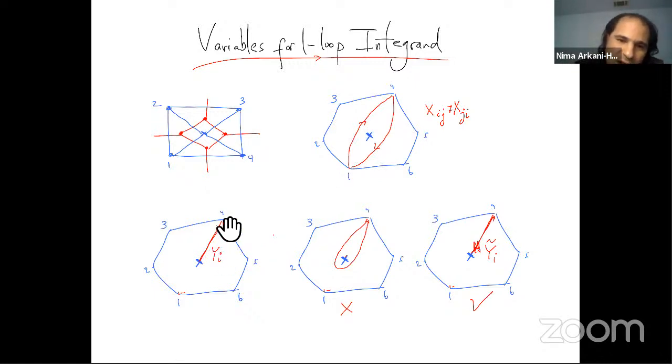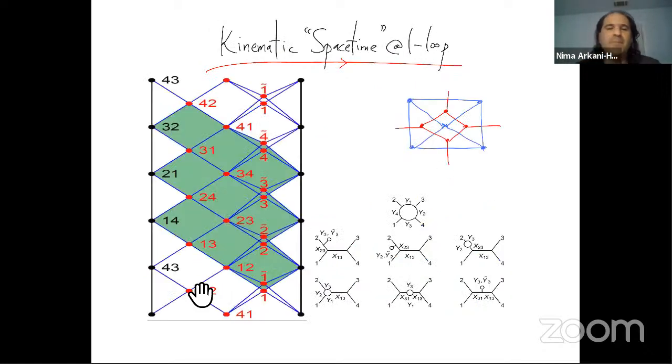And we have this new kind of variable that goes from the external points to the puncture, that we can think of as the loop variables. And there are some interesting technical points about how to deal with these self-loops that cluster algebraists know all about. We're not allowed to draw these self-loops. Instead, we have to draw the so-called tagged arcs, so we have two kinds of arcs that go from the outside to the inside. But anyway, there is a simple kinematic space-time picture at one loop.